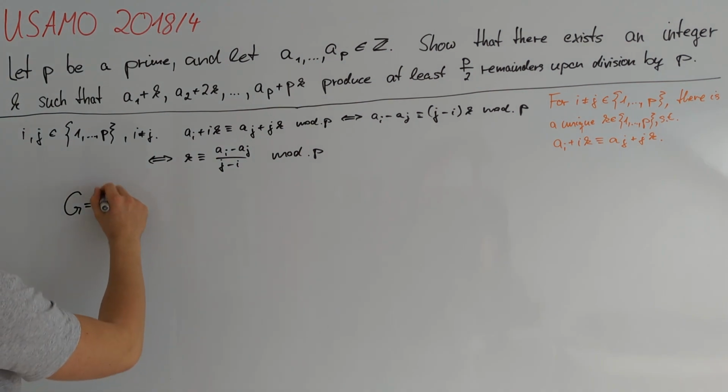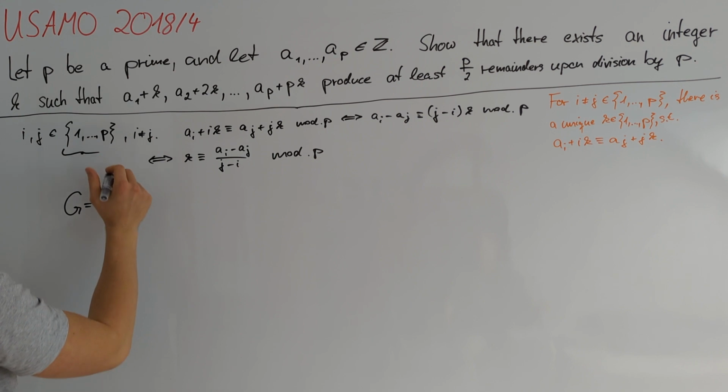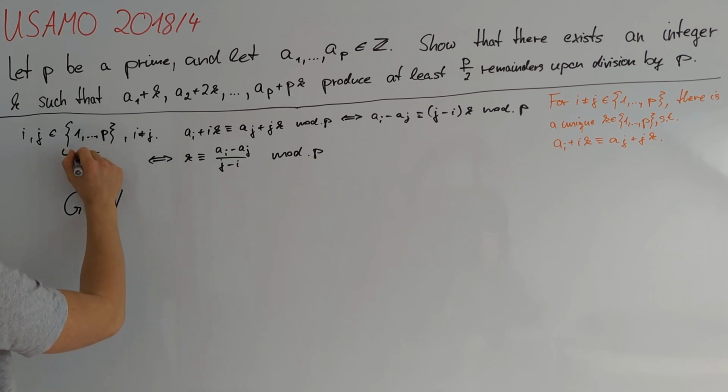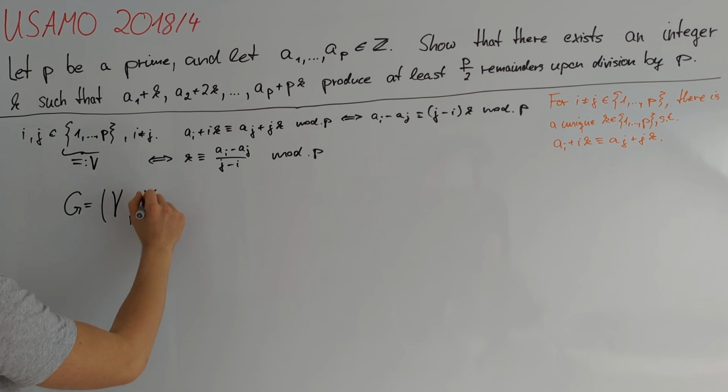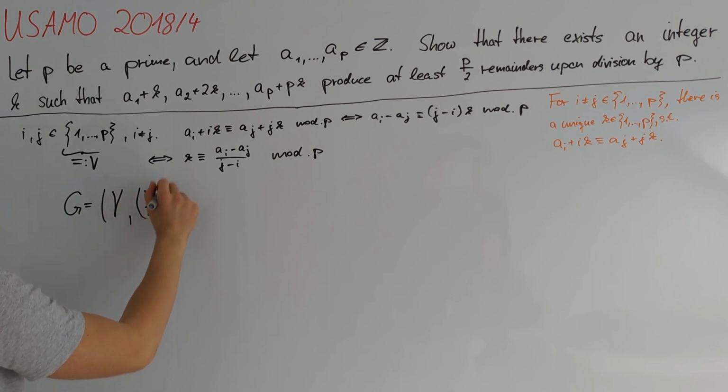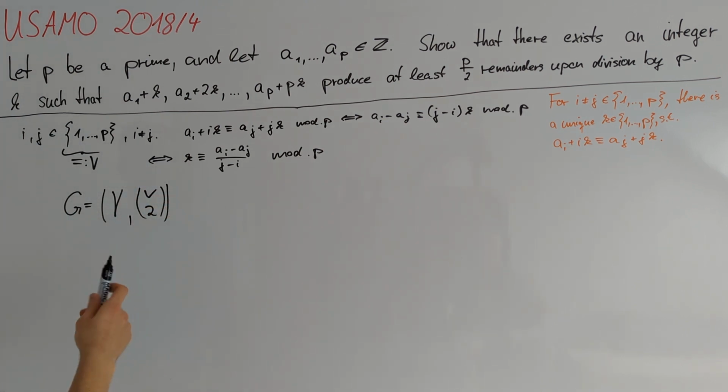So let G be the graph on the vertex set V, which we want to be the set of positive integers less than or equal to p, so call this V. And then we want G to be the complete graph on that set, so this is V choose 2. I want to explain this notation briefly.